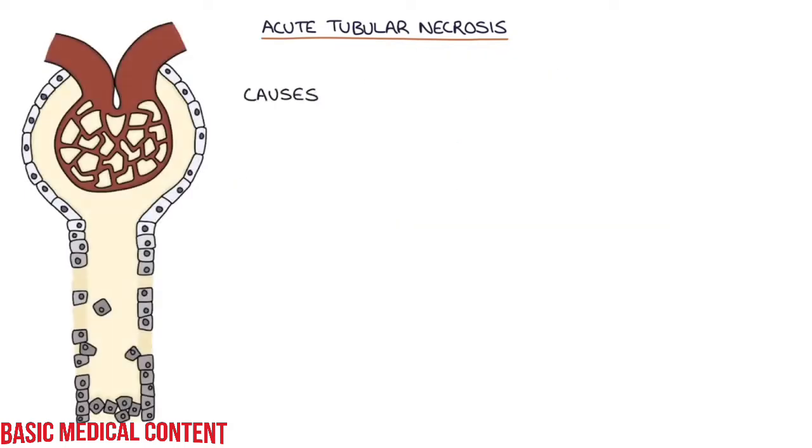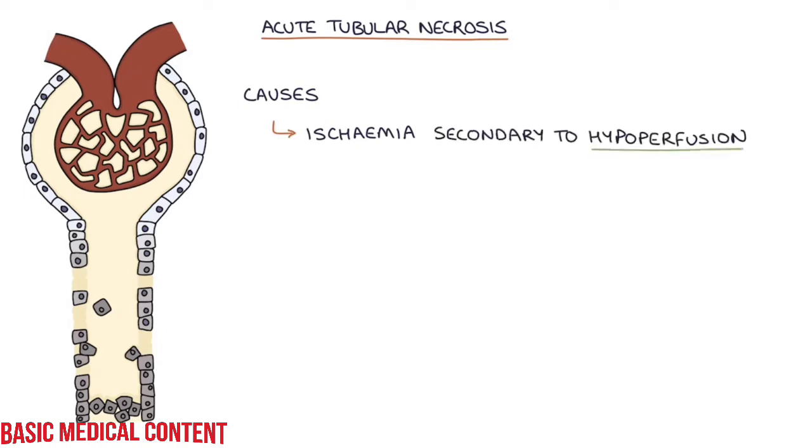So what are the causes of acute tubular necrosis? Well, the ischemia that leads to the necrosis of the epithelial cells can occur secondary to hypoperfusion, so a low perfusion with blood, in shock, or in sepsis, or in severe dehydration.